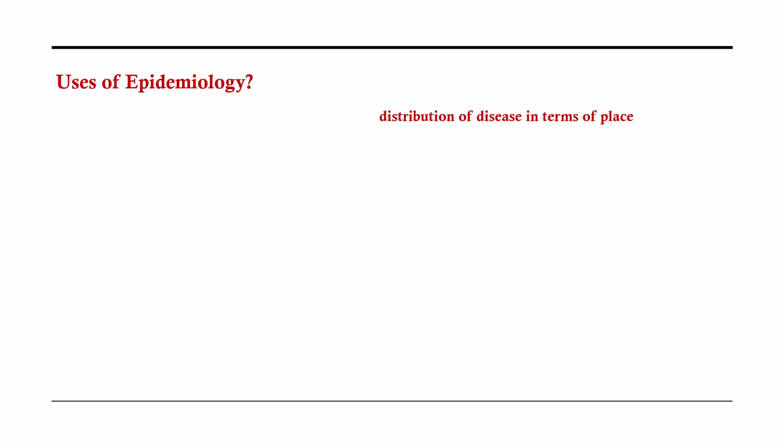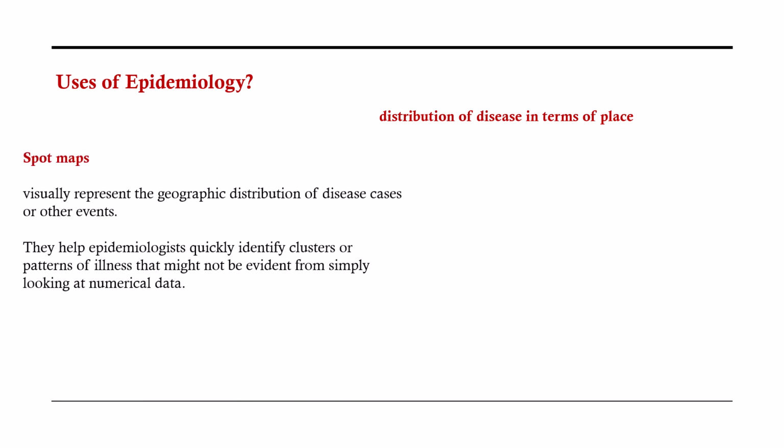Distribution of disease in terms of place, or distribution of disease in terms of geographic area. So, epidemiologists prepare spot maps, which visually represent the geographic distribution of disease cases or other events. Spot maps help epidemiologists quickly identify clusters or patterns of illness that might not be evident from simply looking at numerical data.